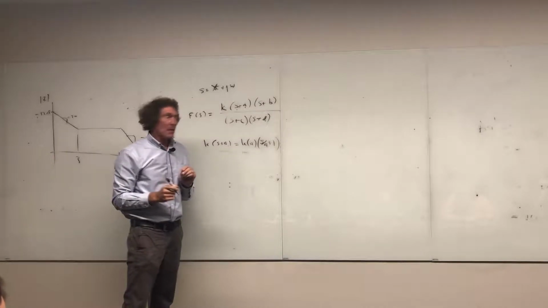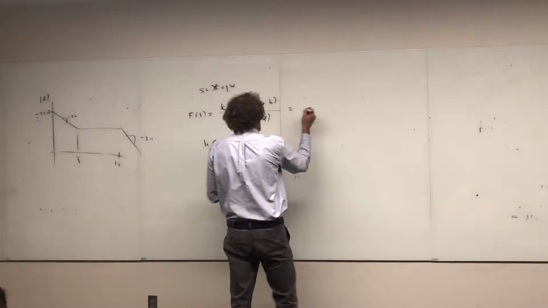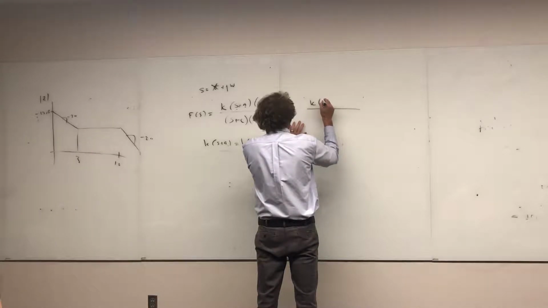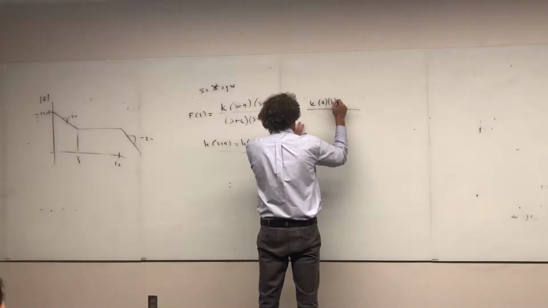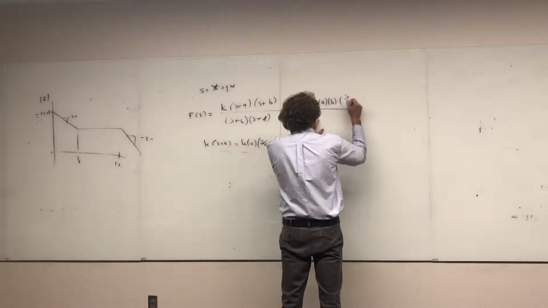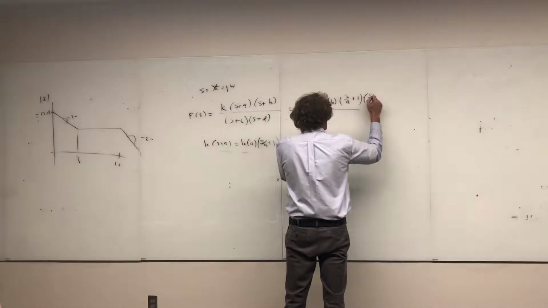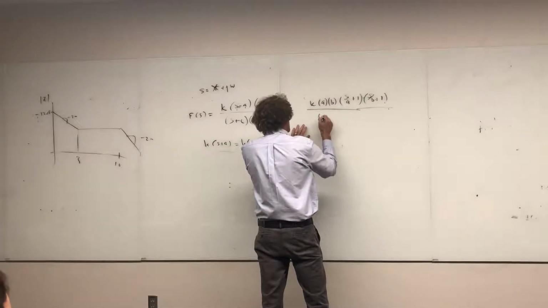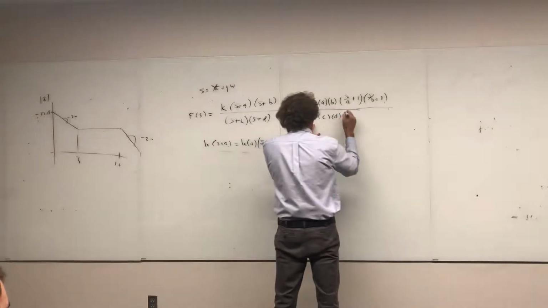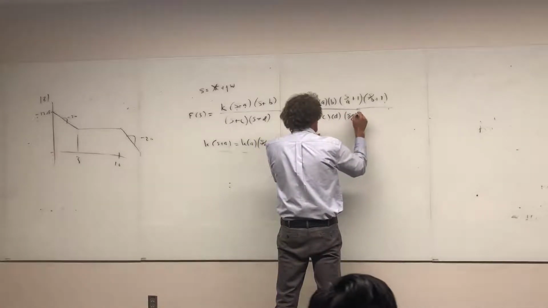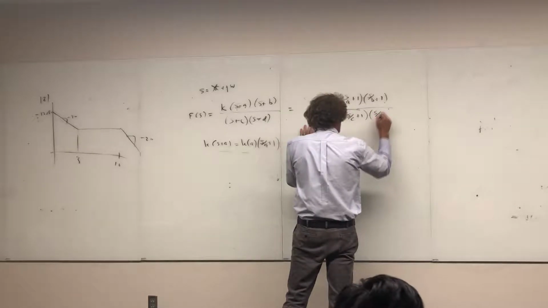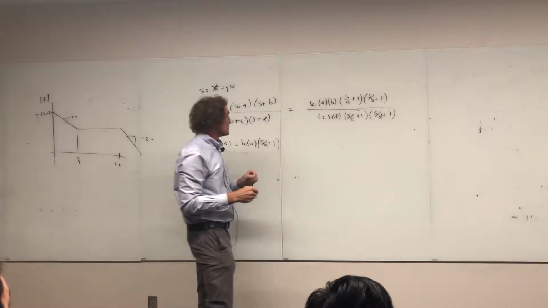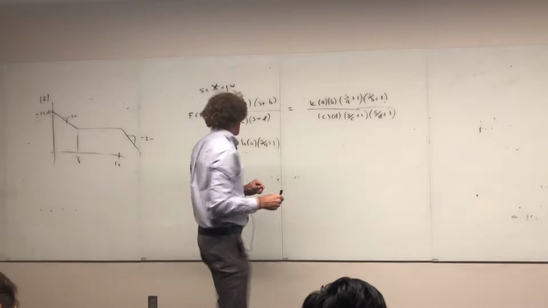Now, when I do that for this function, I'm going to have on top k. You don't have to do it this way, but it's the way that I do it. And I'm going to have a, and then I'm going to have b out in front. Then I'm going to have s over a plus 1 times s over b plus 1. And the bottom, I'm going to have c, and I'm going to have d. And then I'm going to have s over c plus 1 and s over d plus 1. Everybody follow me on this? That's the functional form.